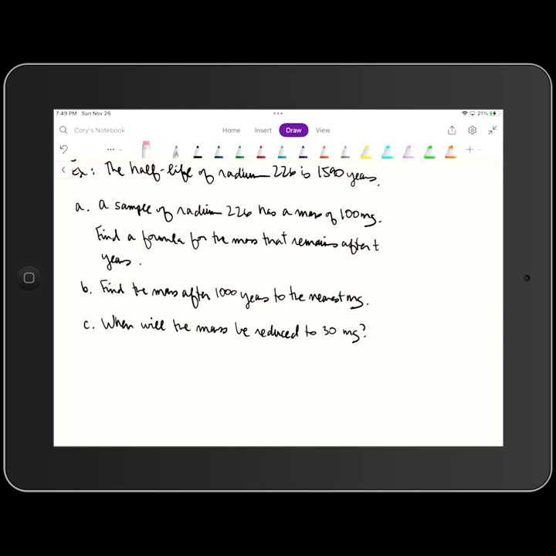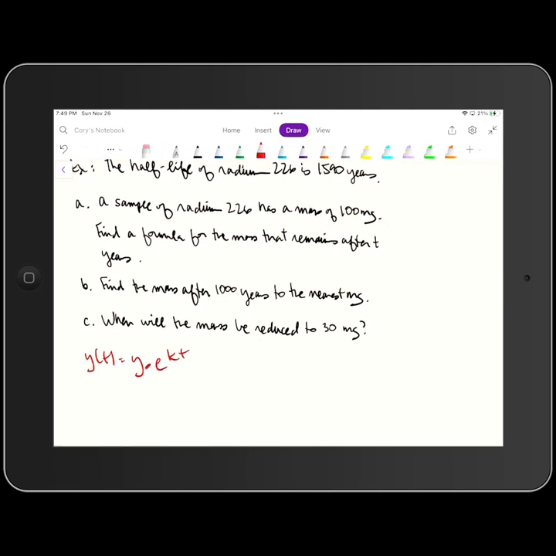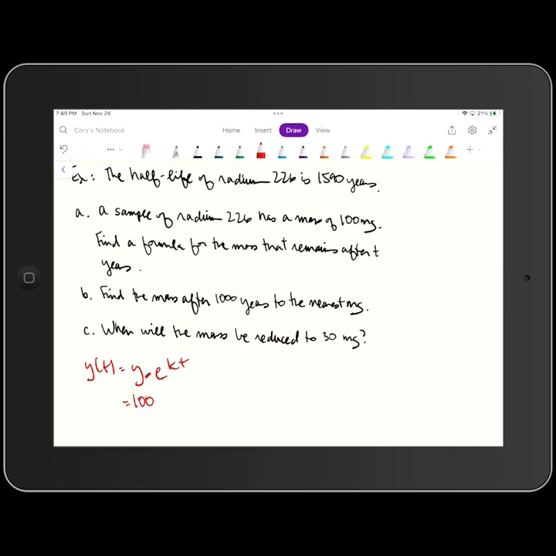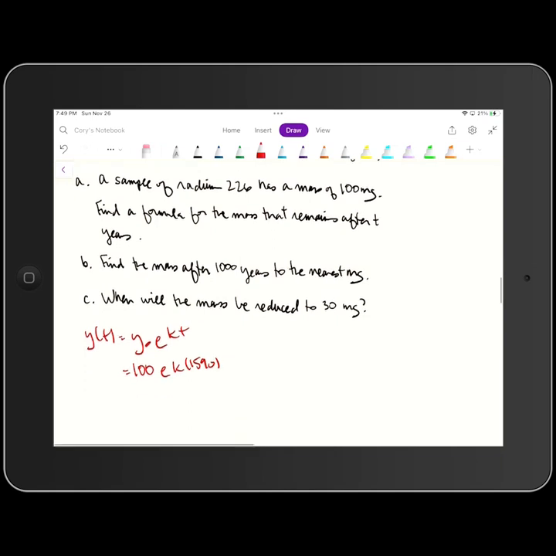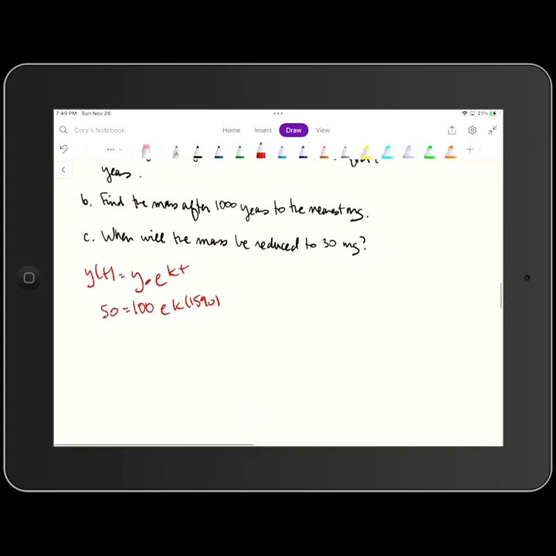So our function y of t is going to be equal to y sub 0 times e raised to the kt power. And in this problem, we know what y sub 0 is. So our initial mass is 100. We also know that the half-life of radium-226 is 1,590 years. So we know the amount at time t, which is 1,590, should be half of our initial amount. So half of 100 is 50. And then we're going to go ahead and use this to solve for k. So we can divide both sides by 100.